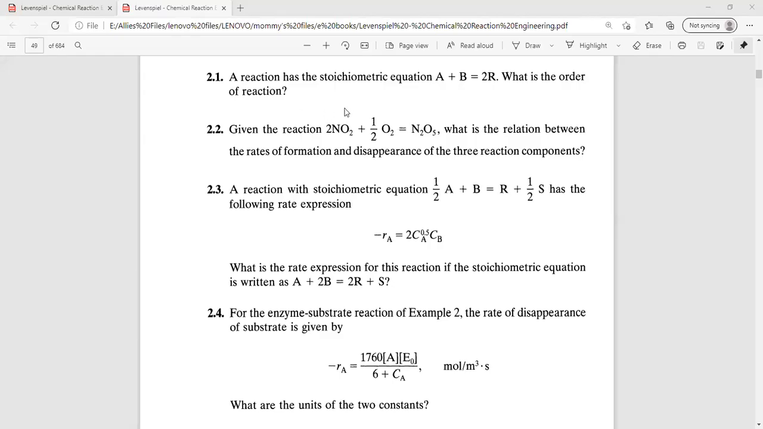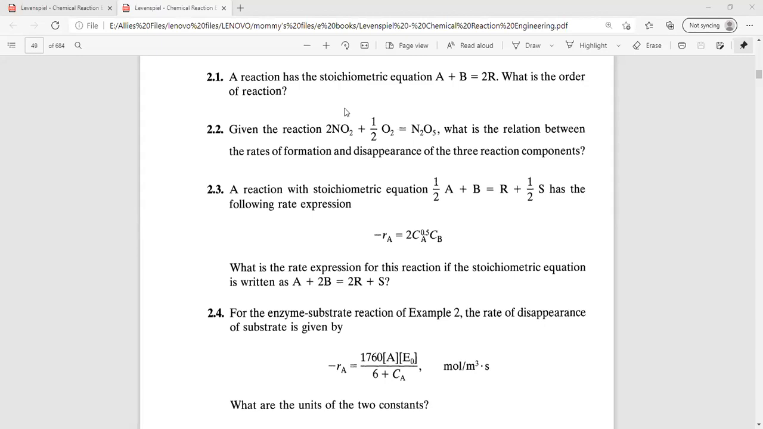So a reaction has the stoichiometric equation A plus B forming 2R. What is the order of the reaction? So a very simple statement and a very simple question, but this boils down to your basic understanding of the concept of finding the order of the reaction and the rate constant.